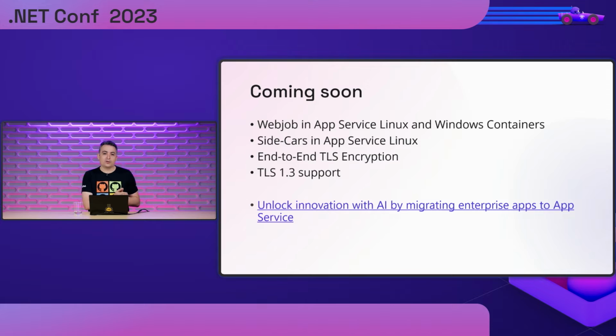The next one is support for sidecars on App Service Linux. What this means is on App Service Linux, all of your apps, it doesn't matter if you're deploying code or if you're deploying a Docker container, on our side, we see them all as Docker containers. And sidecars allow you to specify additional containers that will run alongside your main container app.